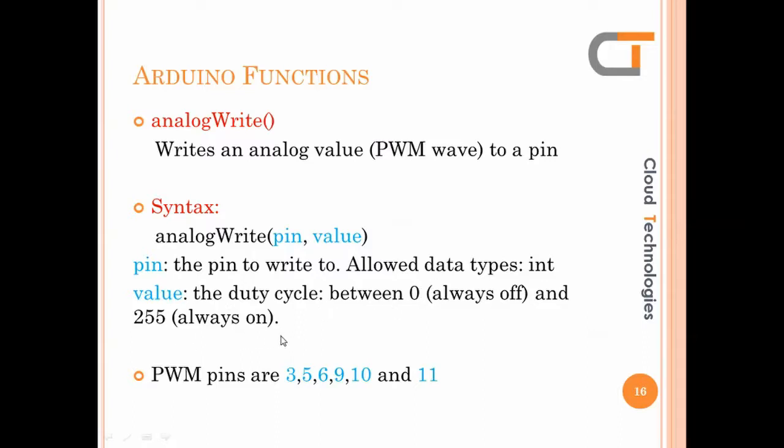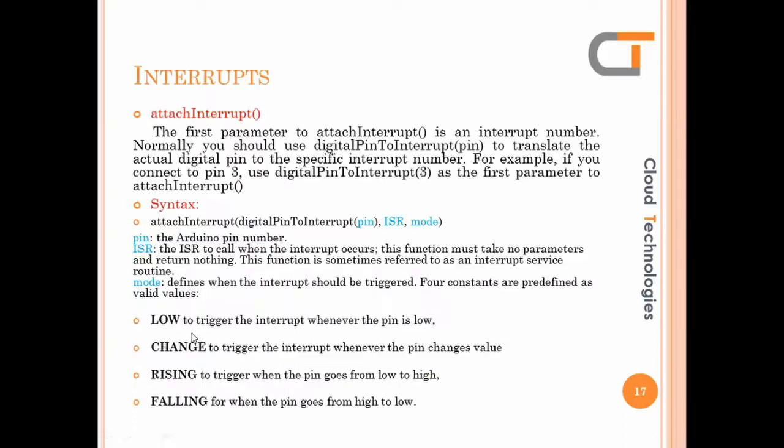If you want 100%, then we can give the value 255. If you want 0%, then we can give 0, always off. If you want 50%, then we can give half of 255, which is about 127, approximately. Like that we can give the duty cycle in the second argument. It should be in the range of 0 to 255 only. So this is about analogWrite.